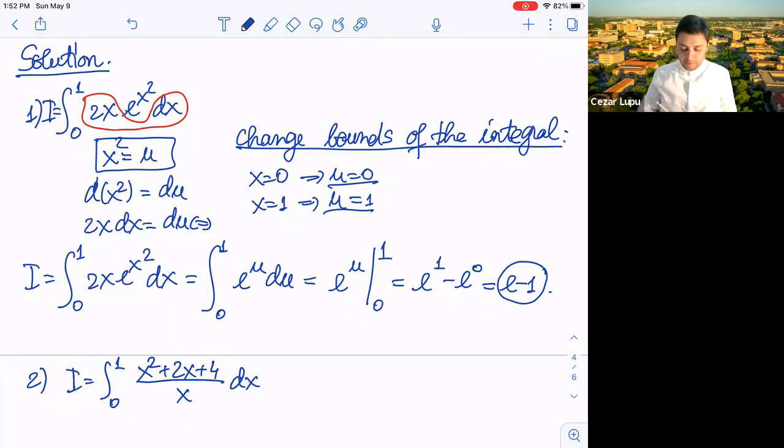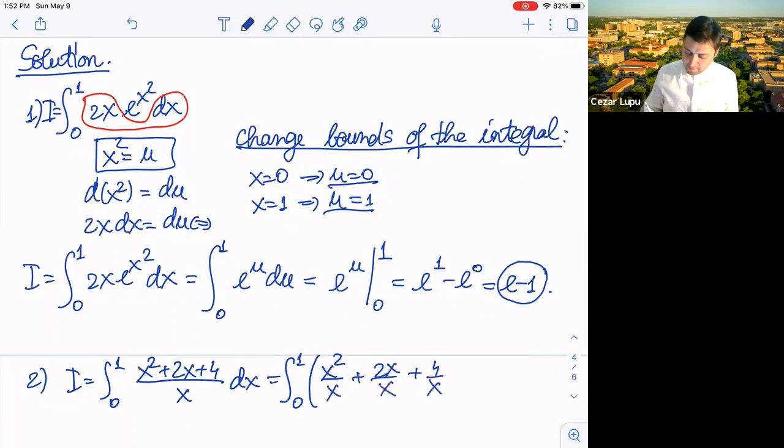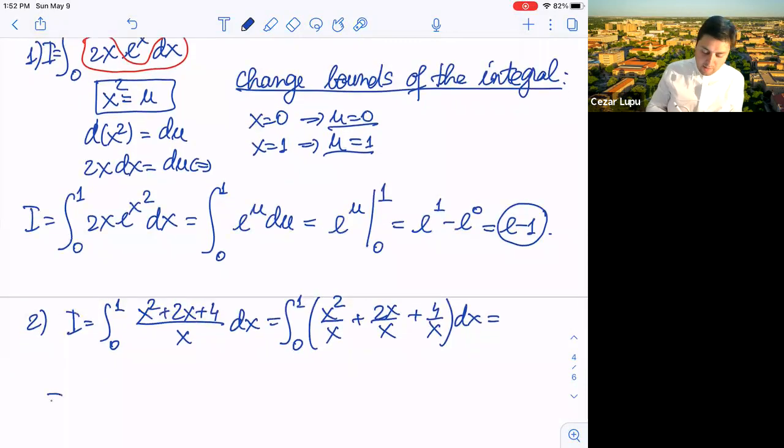Exactly. So maybe we can split the fractions here. So this would be the integral from 0 to 1, and now let's split the fractions. So it's x squared over x plus 2x over x plus 4 over x dx. And now we can use the linearity of the integral. But anyway, let's just do the algebra first inside. So this would be x plus 2 plus 4 over x dx.